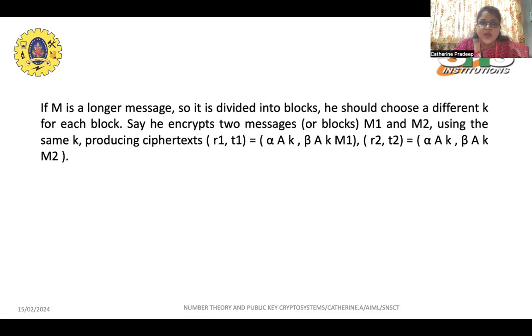If M is a longer message, it is divided into blocks. Bob should choose a different K for each block. Say he encrypts two messages or blocks M1 and M2 using the same K, producing R1, T1 equal to alpha A to the power K, beta A to the power K times M1, and R2, T2 equal to alpha A to the power K, beta A to the power K times M2. So if the message is longer, he has to divide it into blocks accordingly.